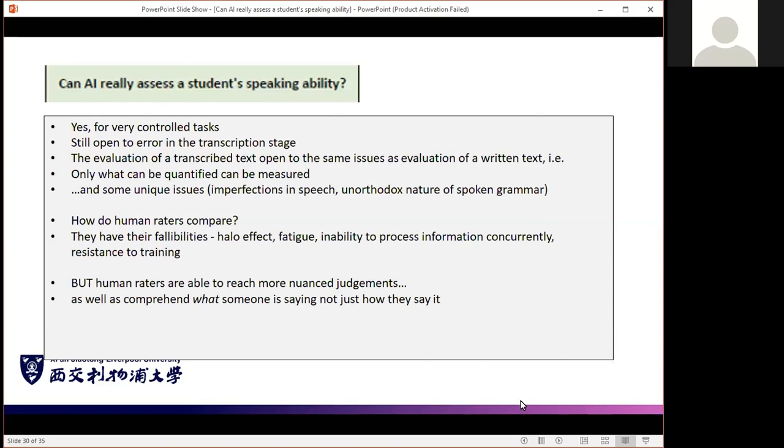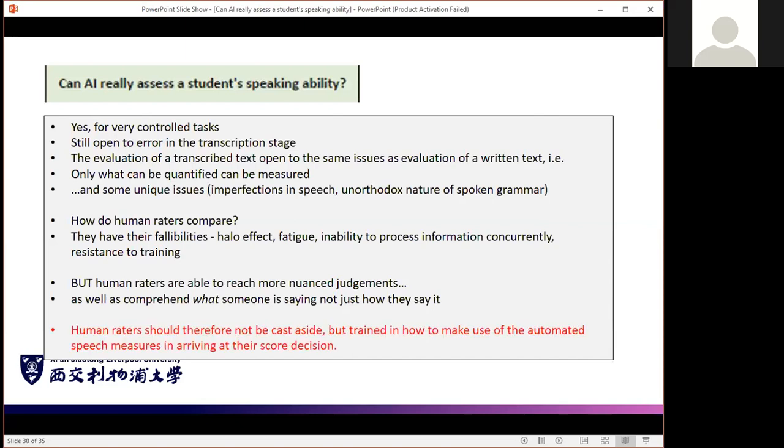And there's the old one, but still relevant, that human raters can comprehend what someone is saying, not just how they say it. And there are probably some comic ways of fooling the Duolingo speaking test by talking nonsense, but still getting a high score. So, in conclusion, human raters should not be cast aside, but they should be trained in how to make use of the automated speech measures in arriving at their score decision.